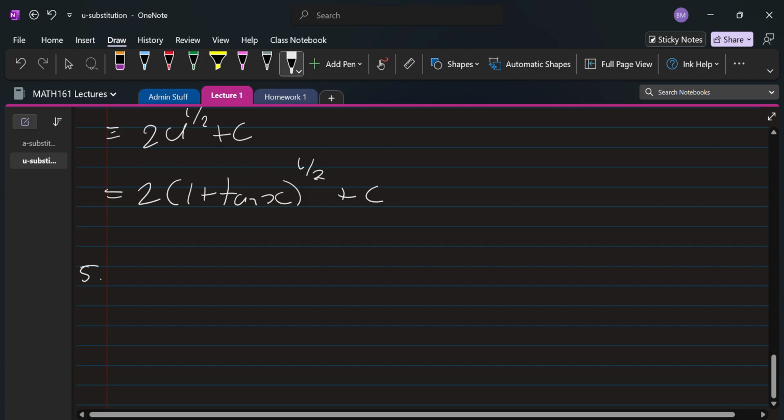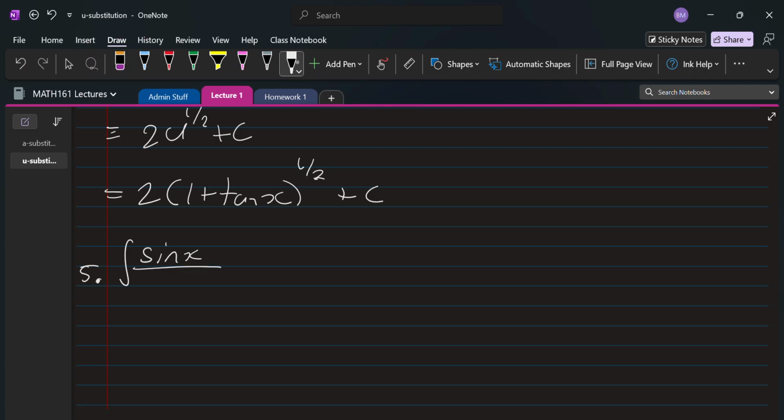Number 5. We have the integral of sine x over cos squared x dx. Quite easy. We've got two options here. If u is sine, then du is cos, but we've got cos in the bottom, so that doesn't help. If u is cos, then du is minus sine, and we've got sine at the top, so we go with that one. In later lectures, I won't go through that reasoning. I'll just say u is this, and you should know the reasoning behind it.